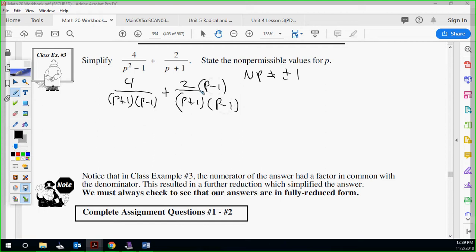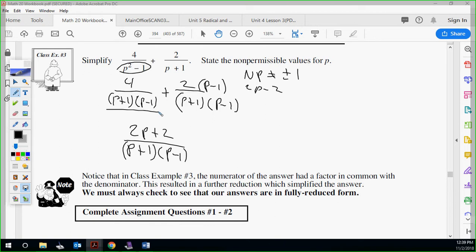And now we've got our common denominator. We're going to do the top now. So 4 plus 2p minus 2, right? Because this right here is going to be 2p minus 2. So it's going to be 2p plus 2 over p plus 1, p minus 1. Now in this one, I want this to be factored like that.